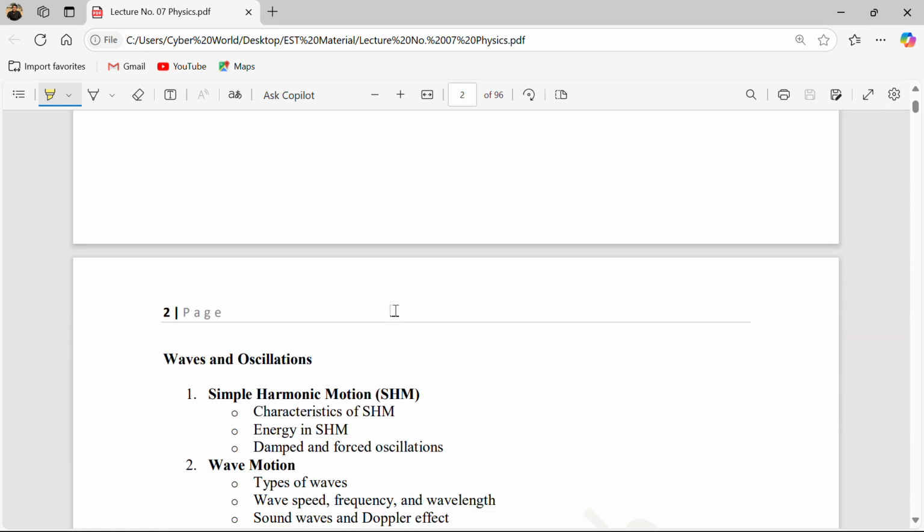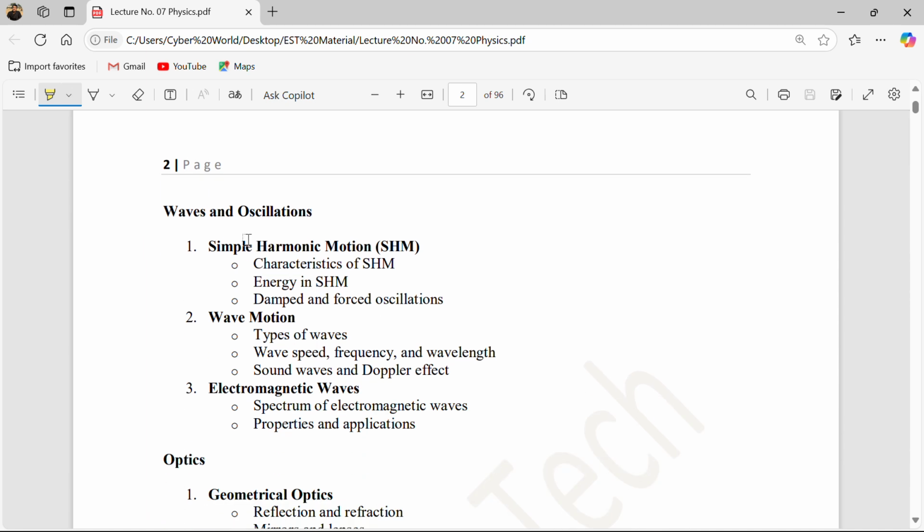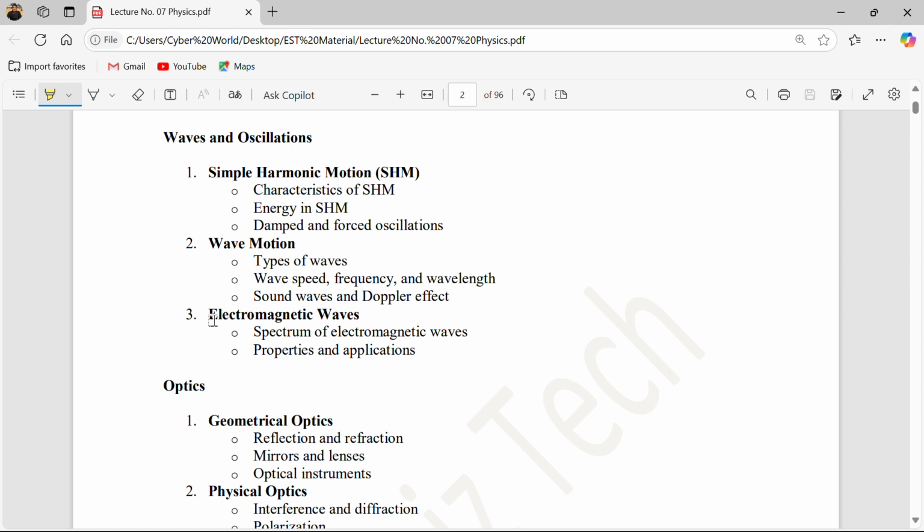Okay. So the third topic the questions come from is waves and oscillations, simple harmonic motion, like the characteristics of SHM, energy in SHM, and damped and forced oscillations. Okay, while your second part is wave motion, there are types of waves, many questions, and there are questions from wave speed, frequency, and wavelength. And there are several questions we see in past papers like sound waves and Doppler effect. Also, many questions came from electromagnetic waves, the spectrum of electromagnetic waves, and their properties.